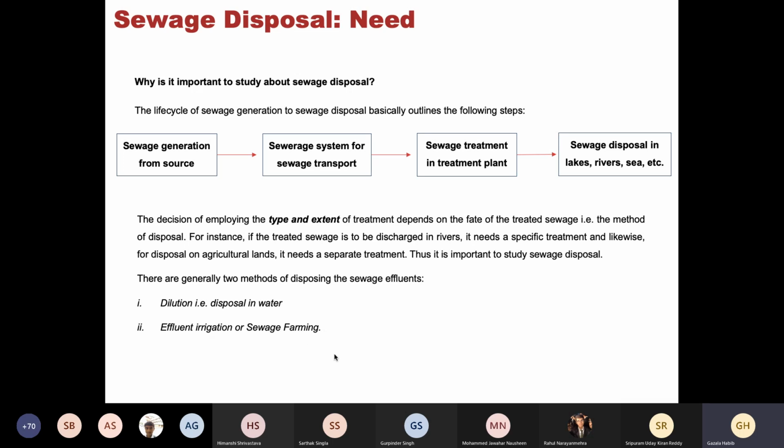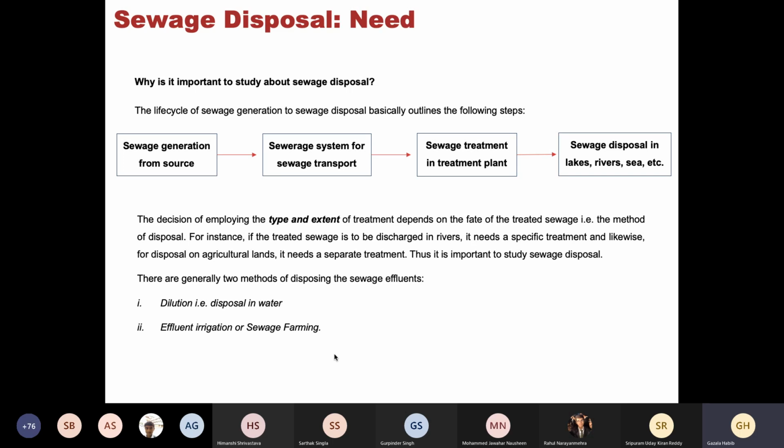In the second case, when we are disposing of the sewage in an agricultural farm, we also have to take care of pathogenic bacteria in sewage, because in the agricultural field the sewage will come in contact with humans working in the field, as well as the crop that is sown there. That is why high level treatment will be required in that case.